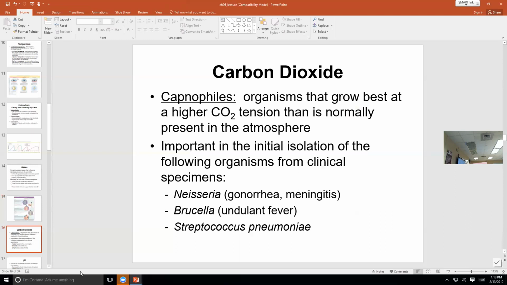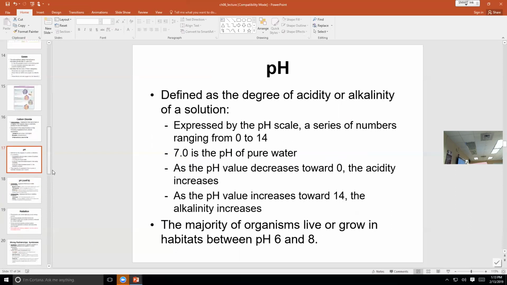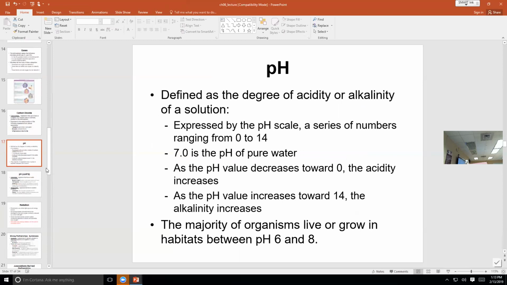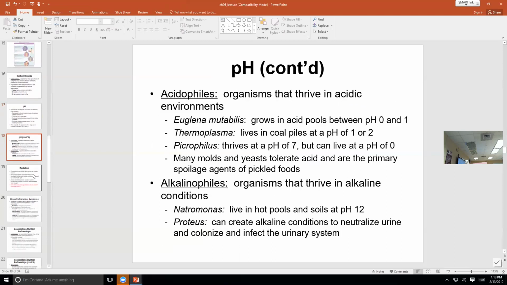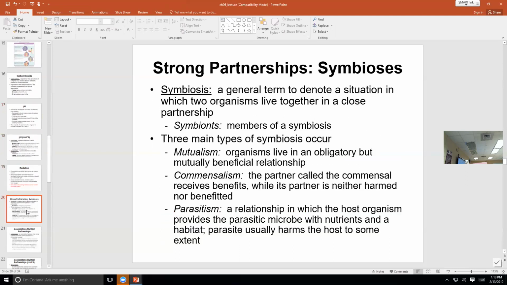I just want you to know these are some of the things. So we think about temperatures, we think about environments, we think about pH. We think about these things that they're going to need and where they're going to grow the best. And these are just considerations when we're thinking about them.